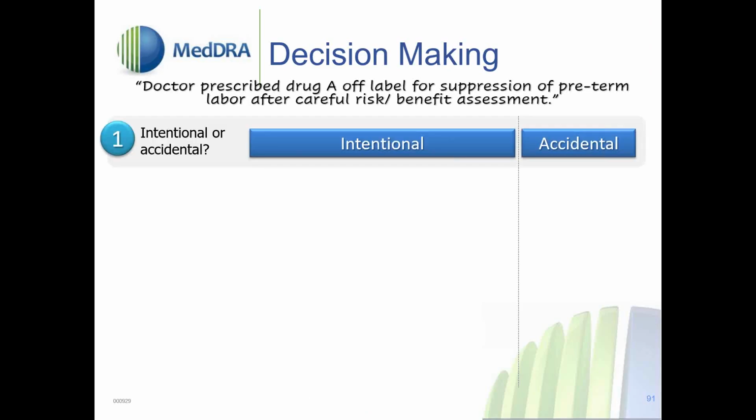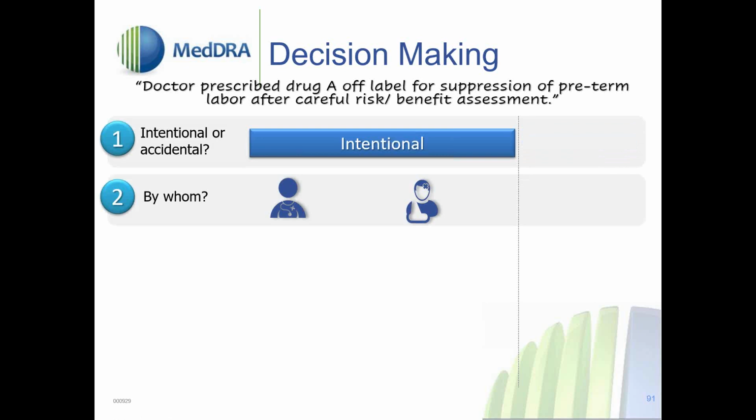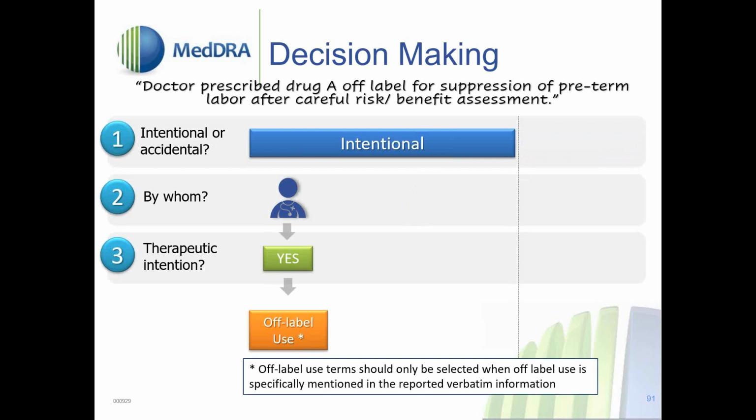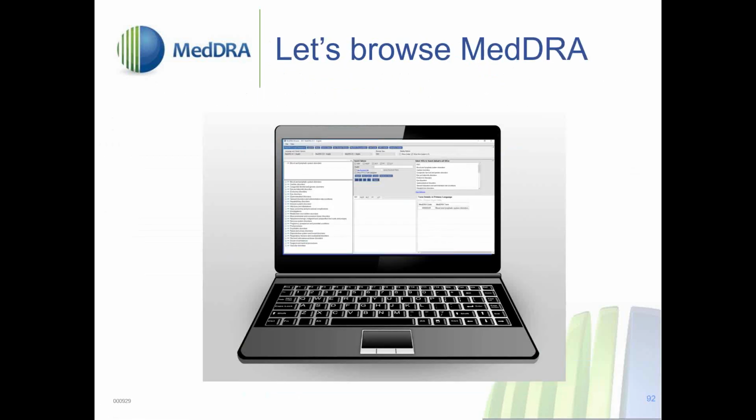So here we know that it wasn't a conscious decision. It was a conscious decision of the healthcare professional, the doctor, with a therapeutic intention. So it's an off-label use. And we know that off-label use needs to be clearly described or mentioned in the report itself or even in the verbatim. We have this information here, so we can classify as off-label use.